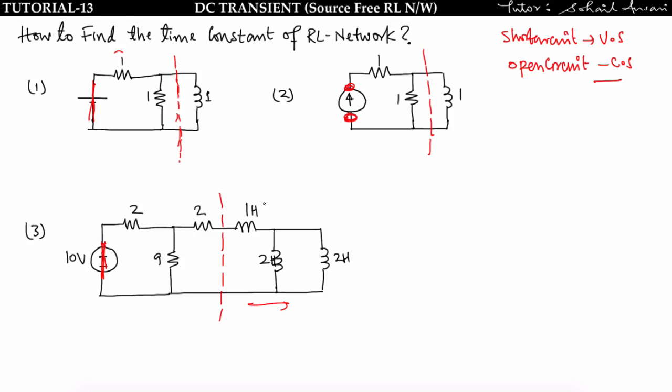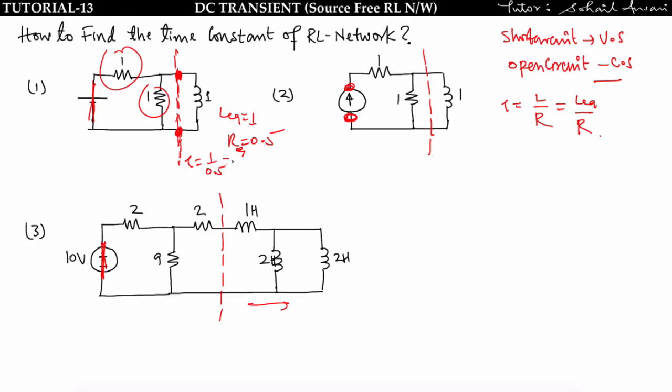Now after finding the point, we know the time constant is given by L upon R. If more inductors and resistors are present, then the time constant is given by L equivalent upon R equivalent. So I will find the equivalent resistance and inductance from this point. There is only one inductance, so L equivalent will be 1, and R equivalent will be 1 parallel with 1, that is equal to 0.5. So time constant is L upon R, that is 1 by 0.5, equal to 2 seconds.